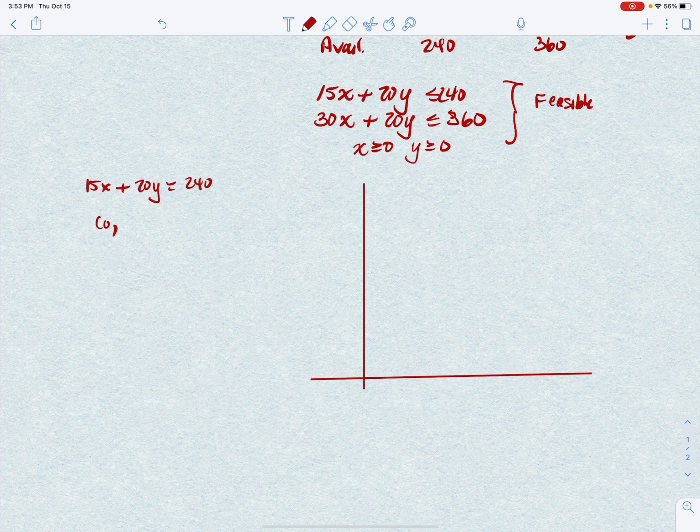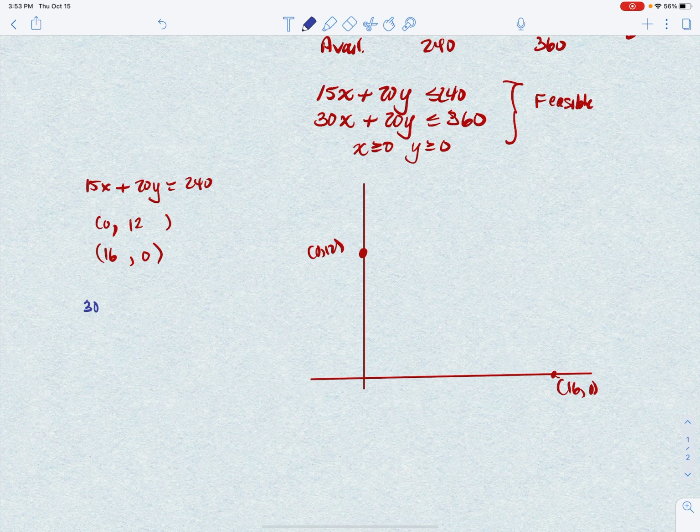So if x is 0, that means I have 20y equals 240, which means y is 12. And if y is 0, that means I have 15x equals 240, and that means x equals 16. So I have 0, 12, which I'm going to put here. And I have 16, 0, which I'm going to put here. Now I'm going to change colors for the other graph.